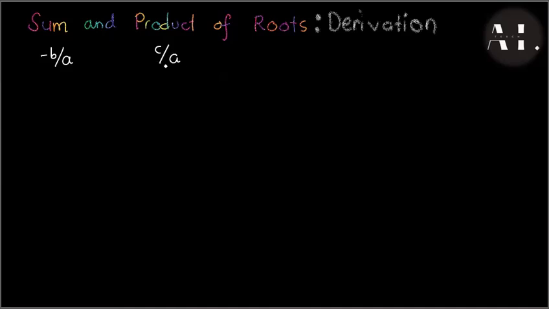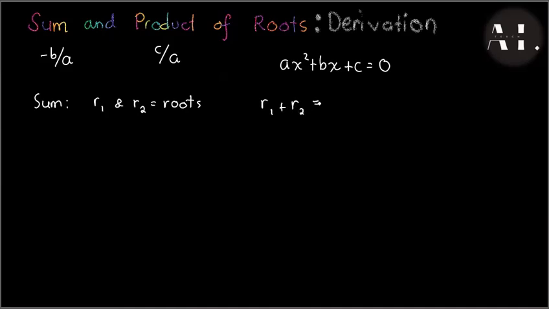To derive the sum and product of the roots of a quadratic equation, let's consider a general quadratic equation in the form ax squared plus bx plus c is equal to 0. For the sum of the roots, let the roots of the quadratic equation be r sub 1 and r sub 2. The sum of the roots is given by r sub 1 plus r sub 2 is equal to negative b over a.